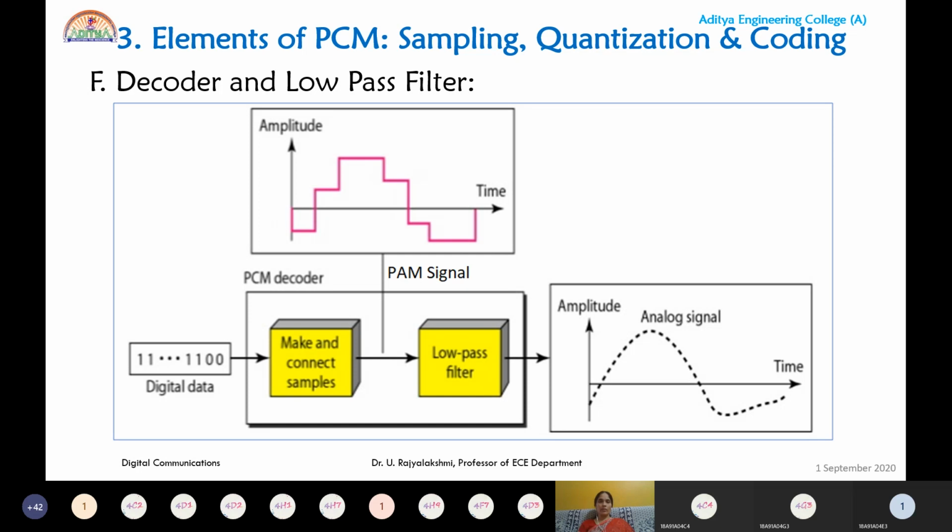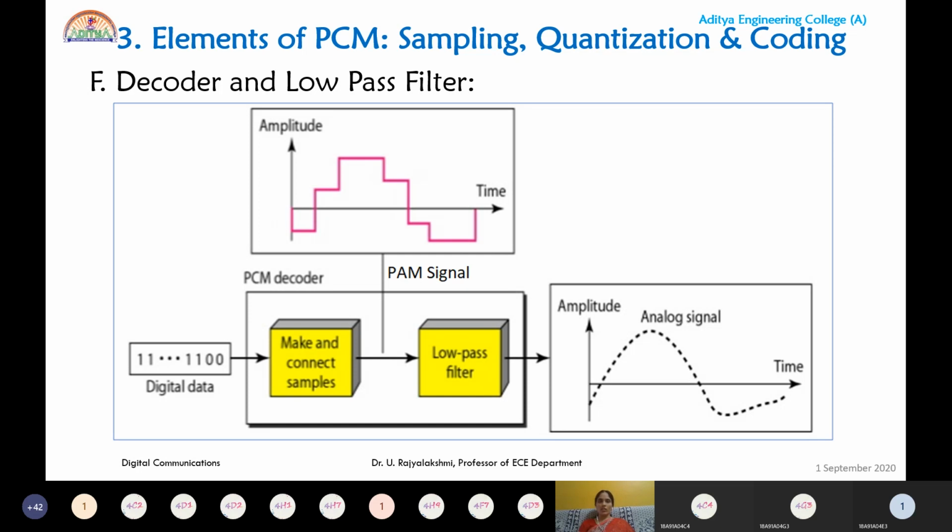The pink waveform represents the PAM signal, and that is applied to the low pass filter. Because it is a low pass filter, you will have a capacitor in shunt. It will bypass all the high frequencies to ground, and only the low frequency components will be passed to the output section. So finally you will get only the low frequency component as the output of the low pass filter. Because this low pass filter reconstructs the message signal from the PAM signal, it is called a reconstruction filter.